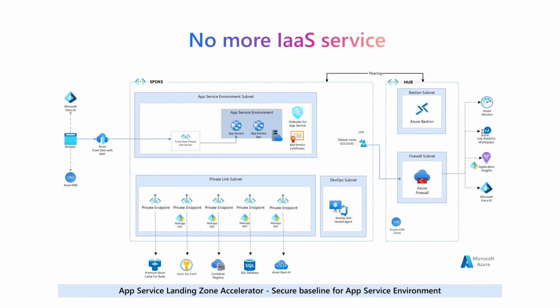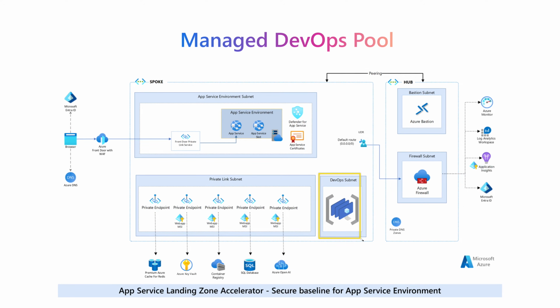So now our issue and our problem should be resolved. Instead of using the DevOps self-hosted build agent, that is the IaaS service, now you can replace it with a Managed DevOps pool. That will be completely managed by Azure, and that will live within a subnet you choose, so then it will have access to your private resources.